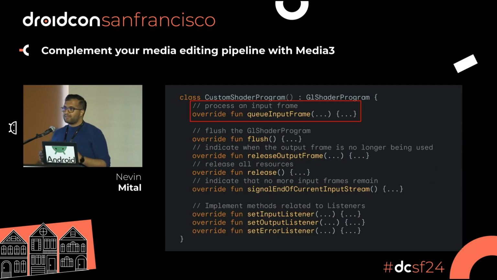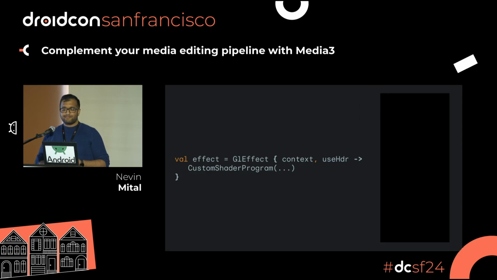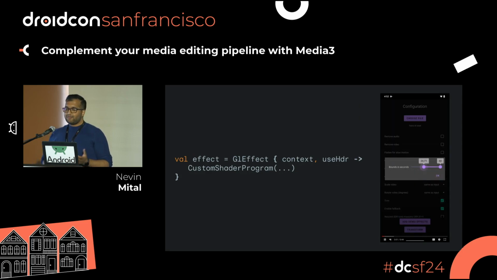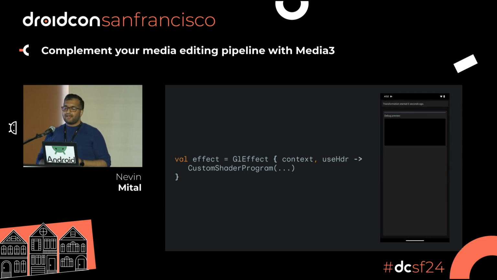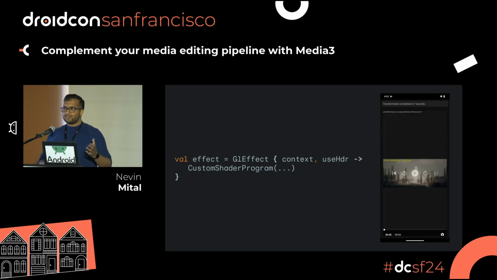And if you're looking to do something even more advanced, you can implement a custom GL shader program. The key method to take note of here is queueInputFrame. GL shader program is different in that it allows you to create custom effects that are combining multiple inputs. Then you'll define a video effect with the GL effect that uses your custom shader program. And the example that you can see on the slide here is from our Transformer demo app. And it's using a MediaPipe frame processor for face detection in conjunction with some of the other built-in effects, such as trimming.